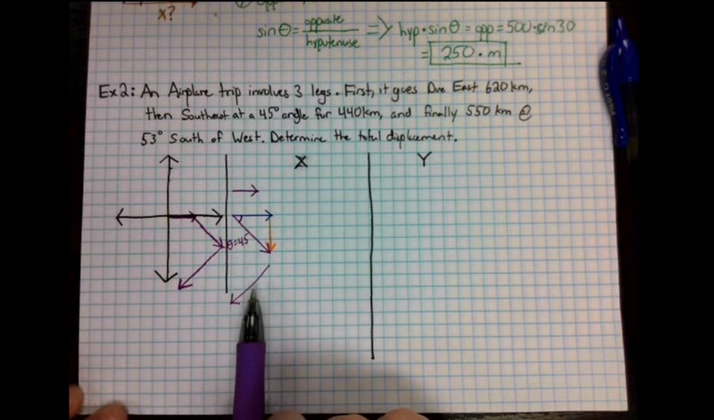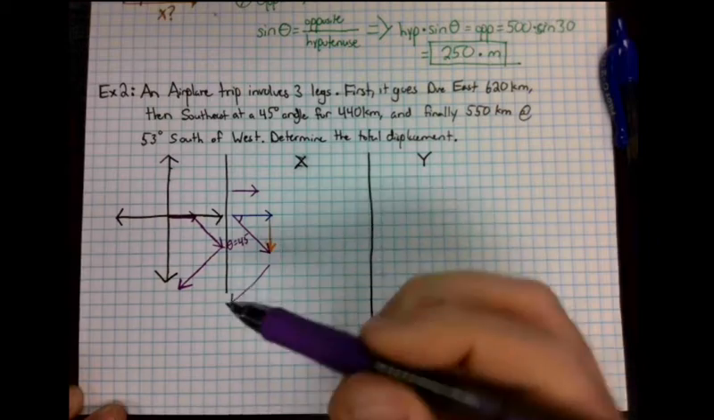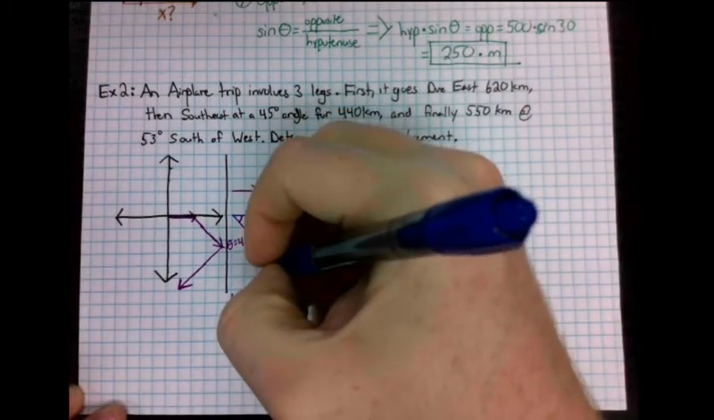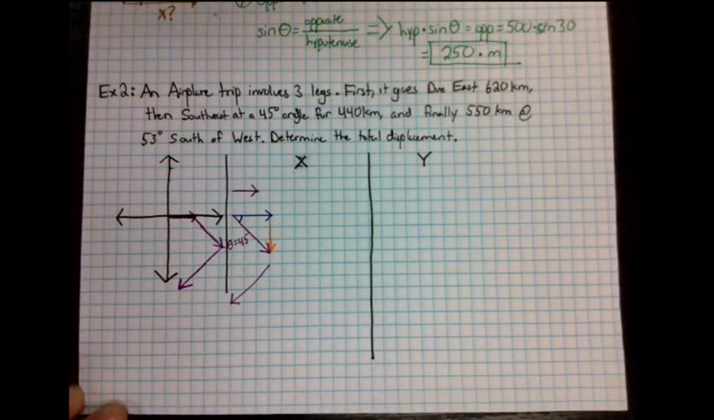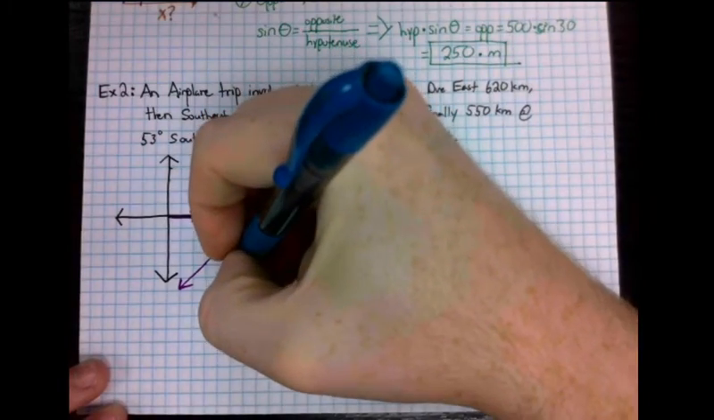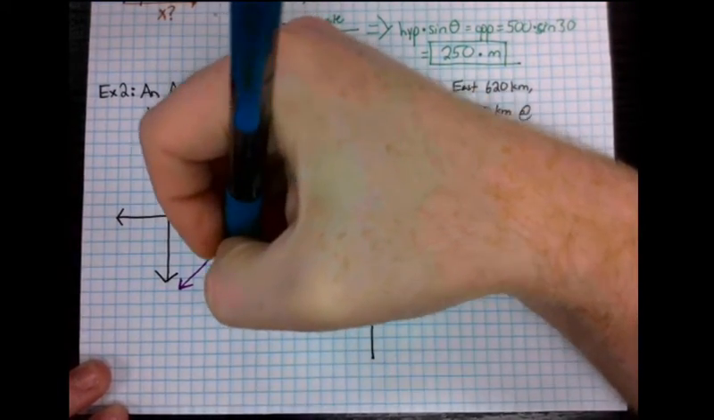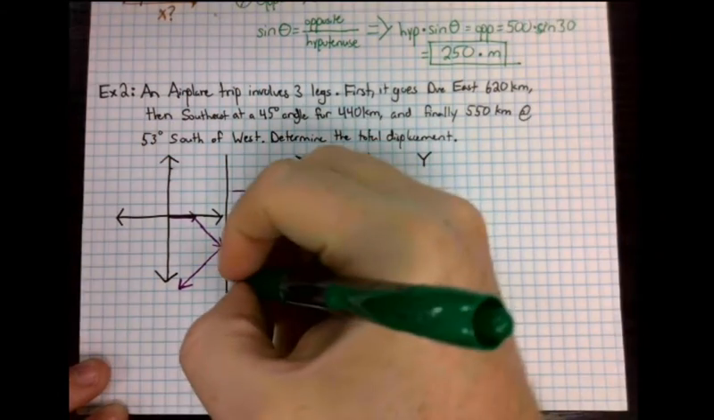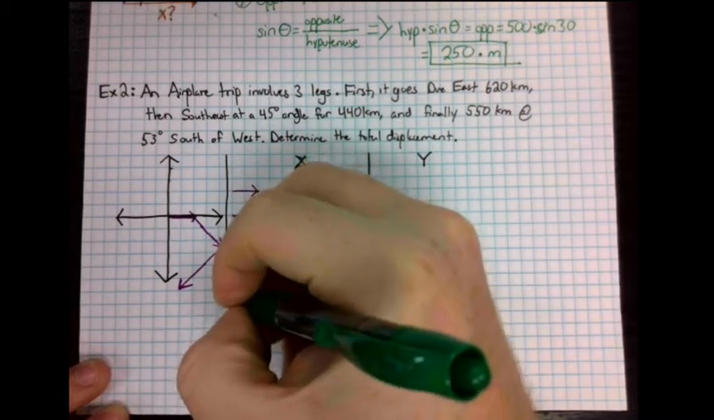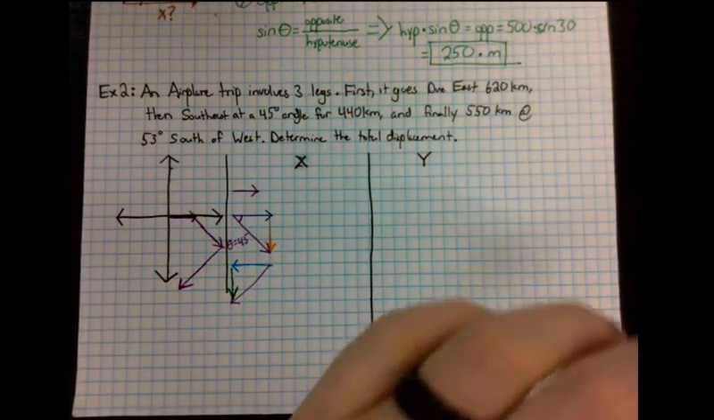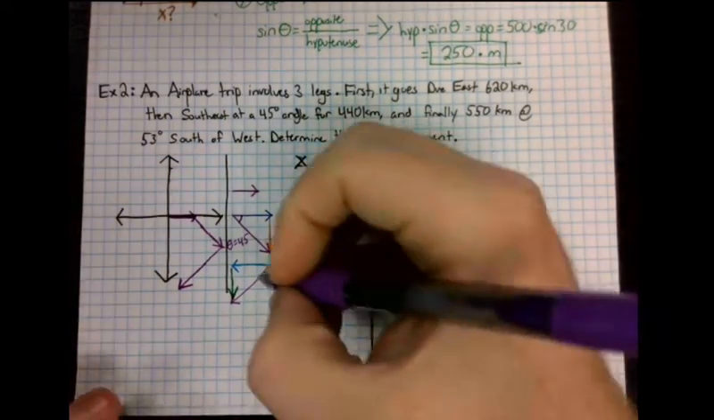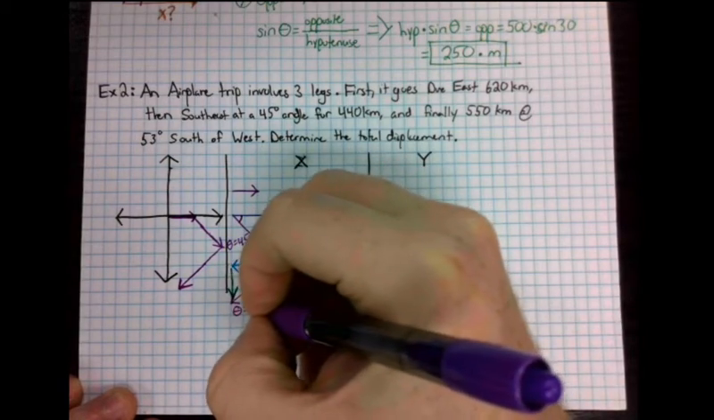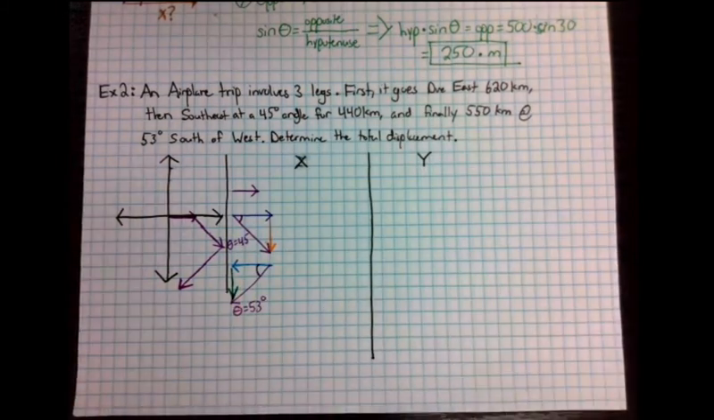Now for this one, it's 550 kilometers, 53 degrees south of west. So my west line would be over here. It's also X, so I'm going to use my lighter blue this time. And I'm going to use my green for the last one. And since it is south of west, this is where our angle is going to be. And our theta in the last one is going to be 53 degrees.